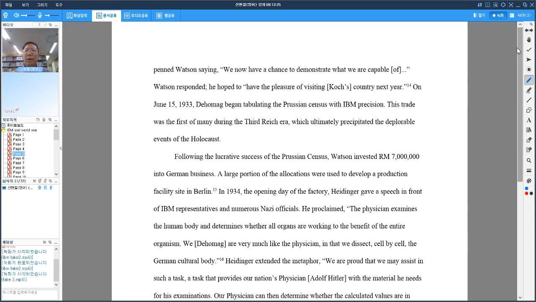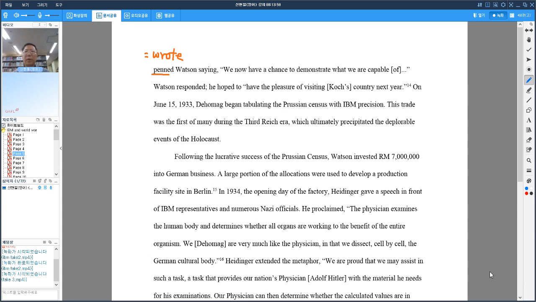Watson responded that he hoped to have the pleasure of visiting Koch's country next year. So "penned" means that Koch wrote a letter. Koch wrote a letter to Watson saying that now we have a chance to show off our ability. And Dr. Watson answered that he is going to visit Koch's country next year and we can talk about our business there.